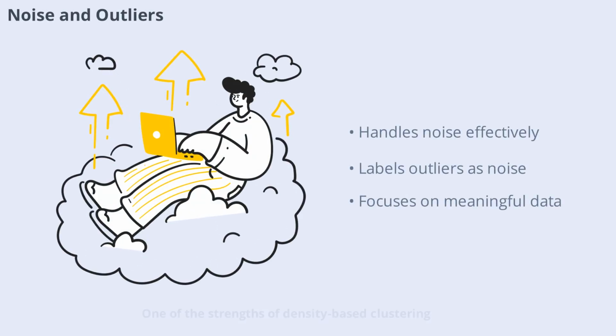One of the strengths of density-based clustering is its ability to handle noise and outliers. Points that do not belong to any dense region are labeled as noise. This means the algorithm can effectively ignore irrelevant or unusual data, focusing only on meaningful clusters. This feature is particularly useful in real-world applications where data is often messy and contains anomalies.